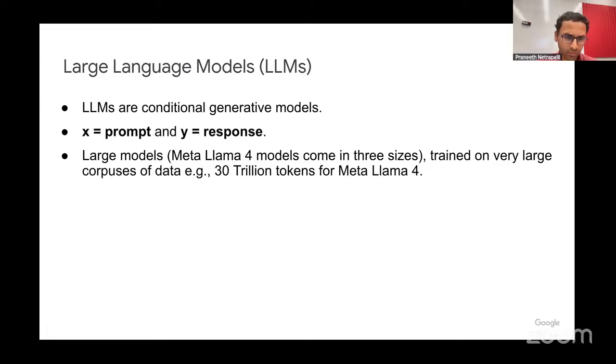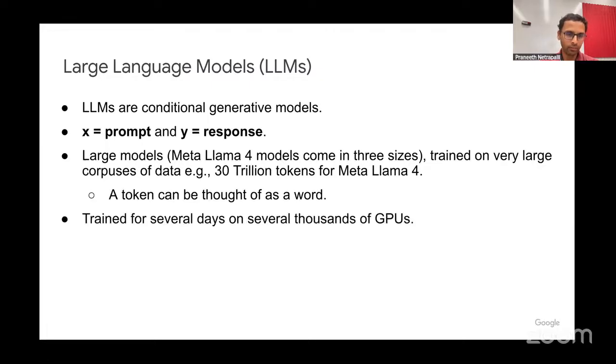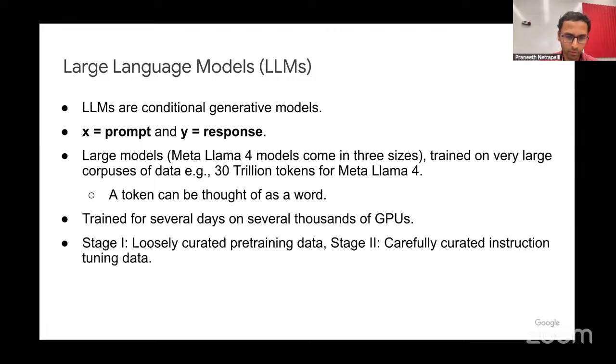Just to give some examples, the Llama 4 models come in three sizes, and all of them have been trained on about 30 trillion tokens. A token can be thought of as a word, but usually they can be part of a word as well. But for all practical and intuitive purposes, we can think of them as a word. They were trained for several days on thousands of GPUs.